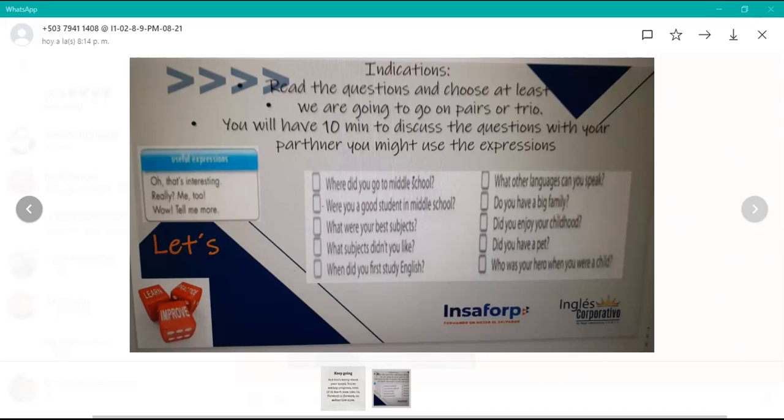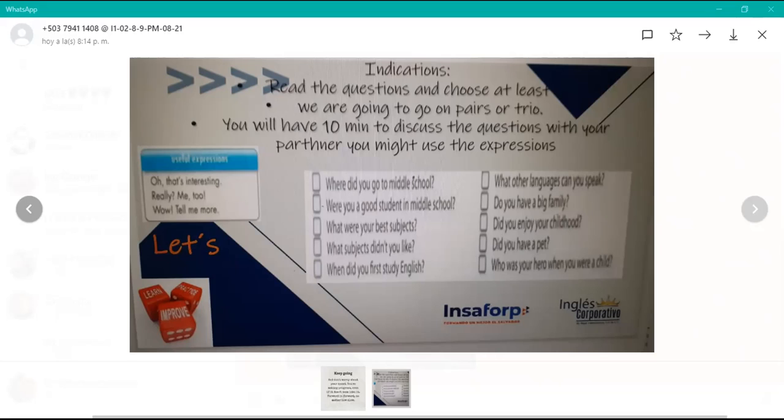So just one thing. Sorry to interrupt you guys. Let's remember that with the same auxiliary you are being asked with, you are going to answer. Here we have the did, right? So did is the auxiliary of the past. Did es el auxiliar del pasado.